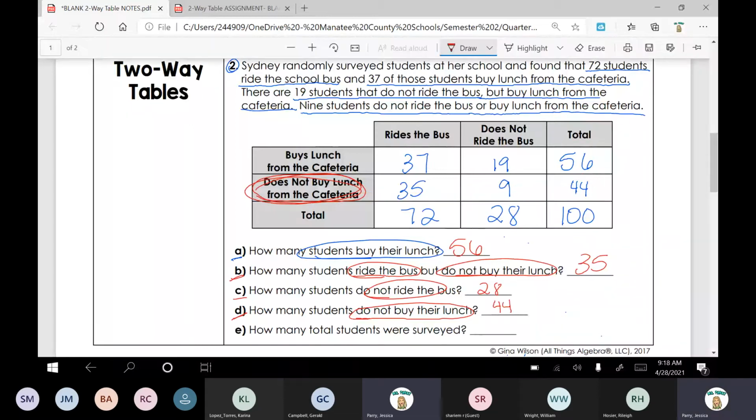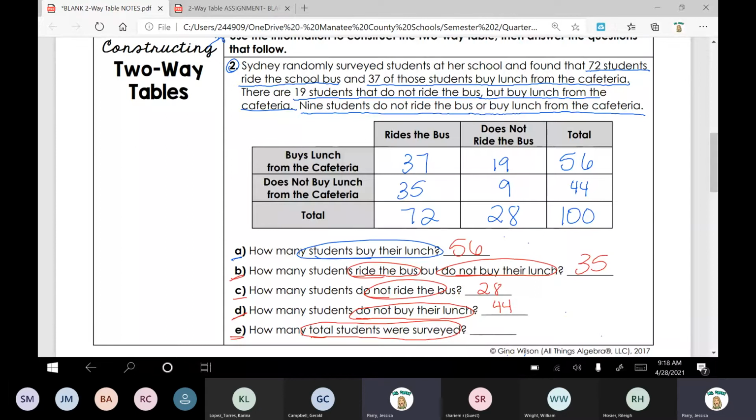And then our last question here, it says, how many total students were surveyed? What's my answer? Where do we find that answer? Bottom right corner, total. Lots of you guys saying 100. Awesome. That's the correct answer. 100.